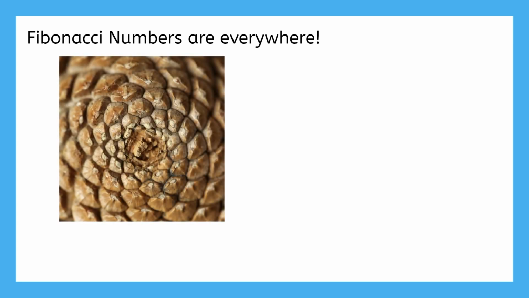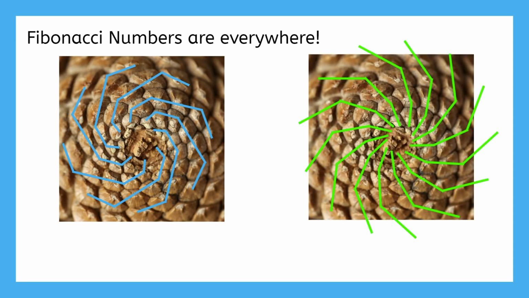If you count the spirals in either direction, you'll get two different numbers. Pause the video and see if you can count how many spirals there are going each direction. There are 8 spirals in the clockwise direction, and there are 13 spirals in the counterclockwise direction. Why are these numbers important? 8 and 13 are both Fibonacci numbers.